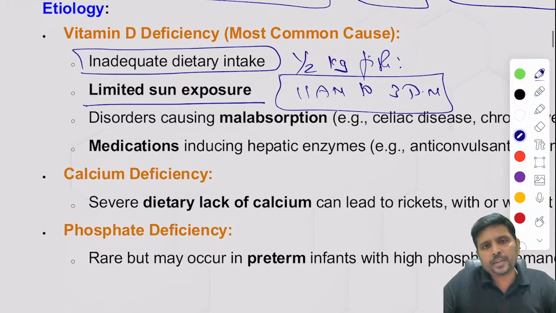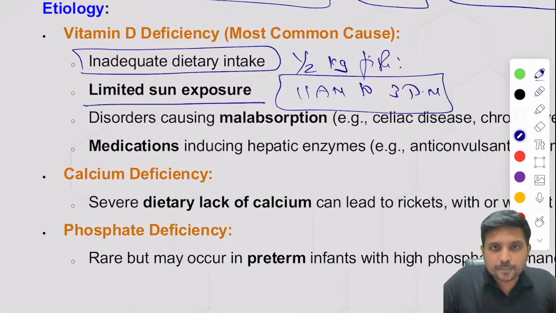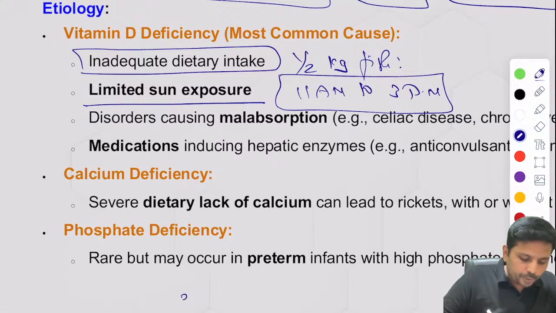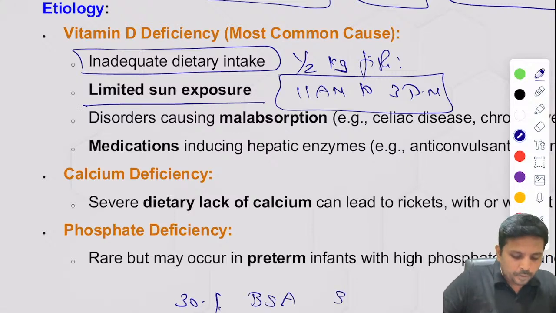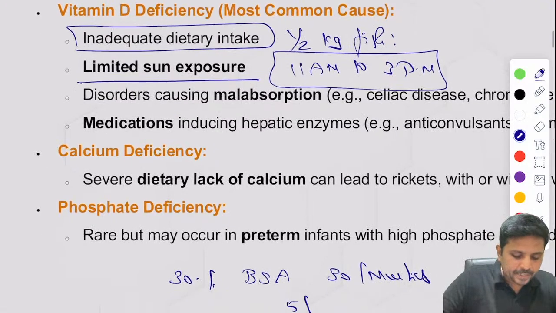What will happen if there is poor sunlight? Majority of us are restricted to indoor areas between 11 a.m. and 3 p.m. That's why, despite living in an area with a hot climate, many of us are vitamin D deficient, because we are not exposing ourselves properly to sunlight at the proper time. You need to expose 30% of your body surface area for at least 30 minutes a day, for about 5 days a week.